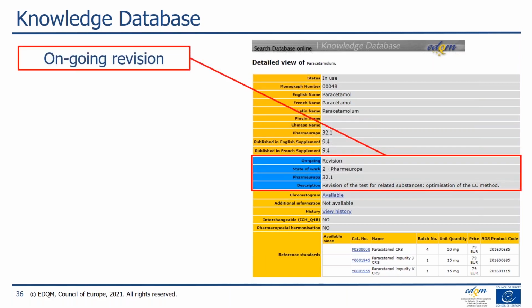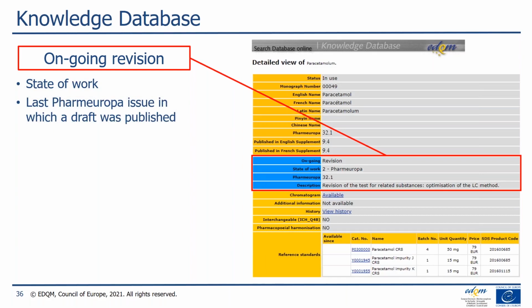Following that is the section related to any ongoing revision of the monograph. So if a revision is ongoing, then this blue section will appear. And if there's no ongoing revision, then it won't be visible. It includes the state of work, which I'll come on to in a second, the last edition of Pharmeuropa in which it was published, and a brief description of the aim of the revision.